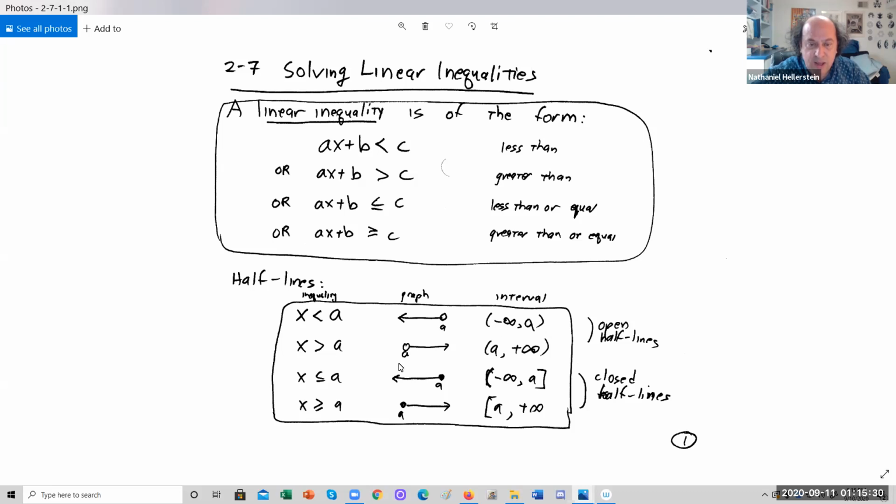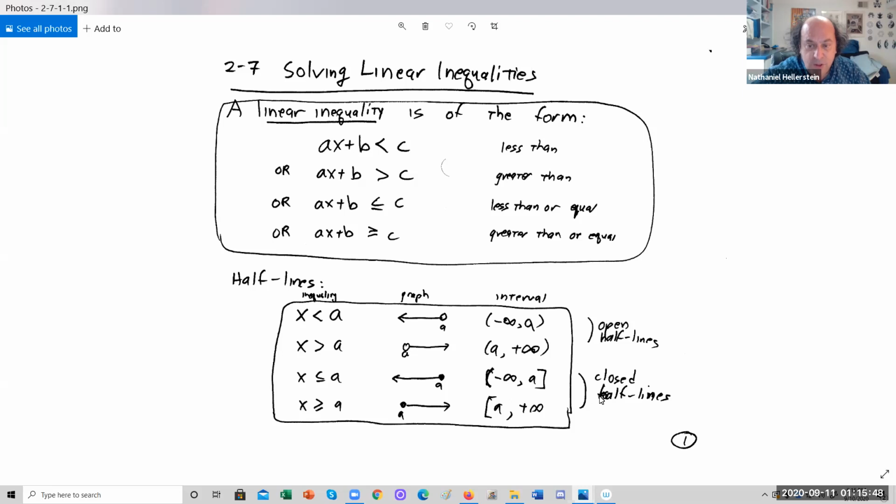X greater than a consists of all the points to the right of a, not equaling a. So we denote that interval by round bracket a to plus infinity round bracket. These are both called open half lines. They're half the line, and open because they don't include the endpoint.